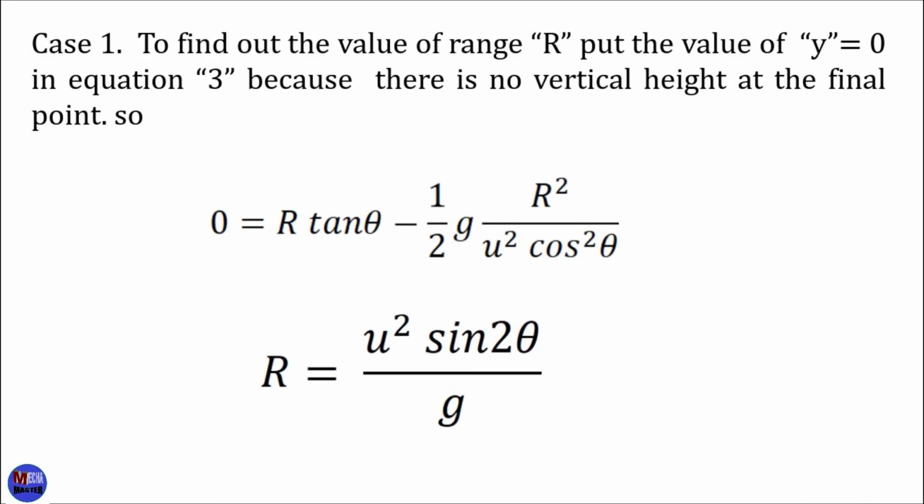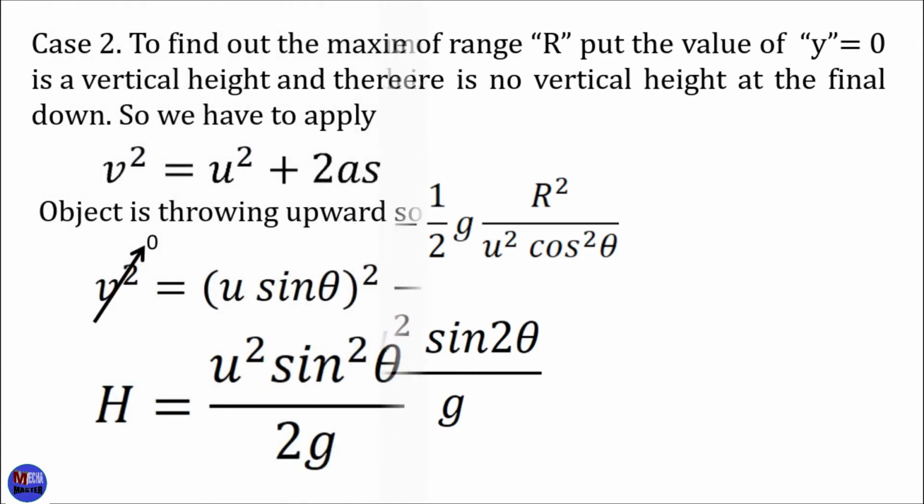To find the value of range r, you have to put y equals to 0 because y represents displacement, and at the bottom point there is 0 displacement in vertical direction, so you can simply put the value of y equals to 0. When you will put the value of y equals to 0, you will find that r equals to u square sin 2 theta by g.